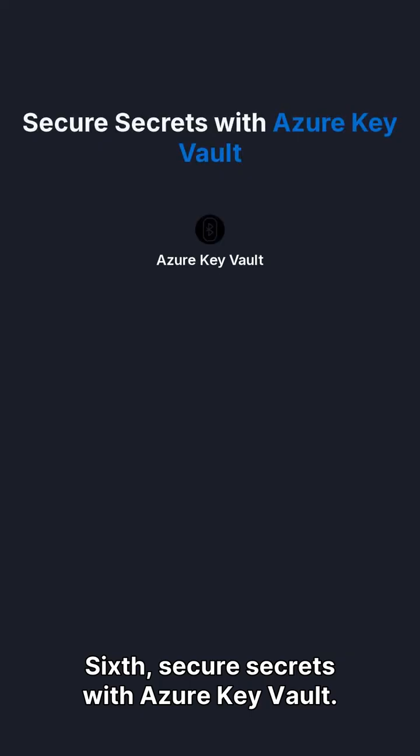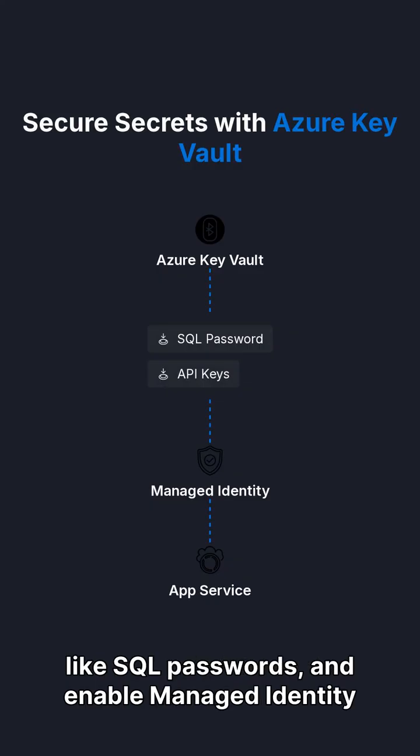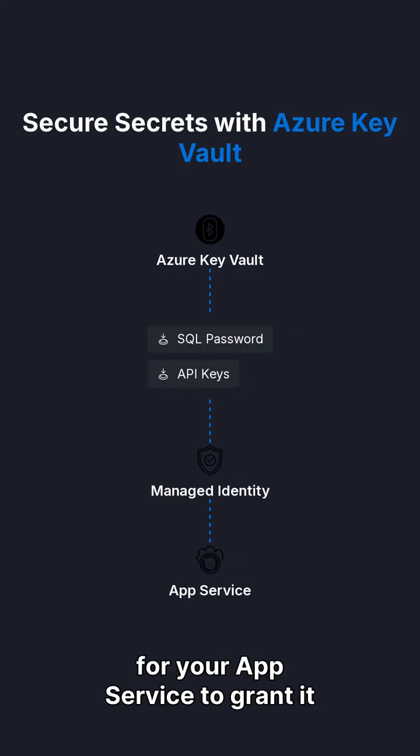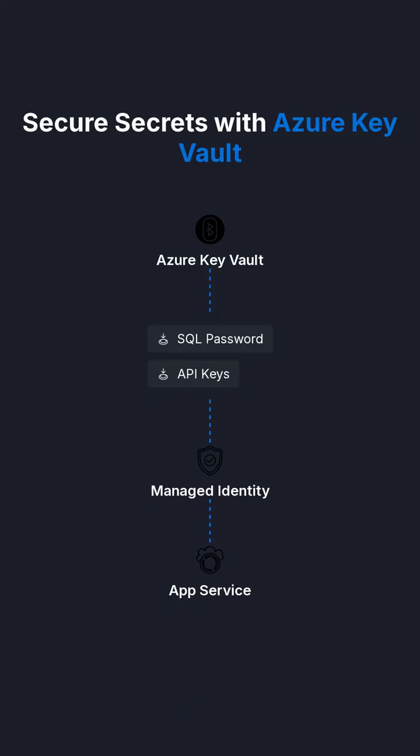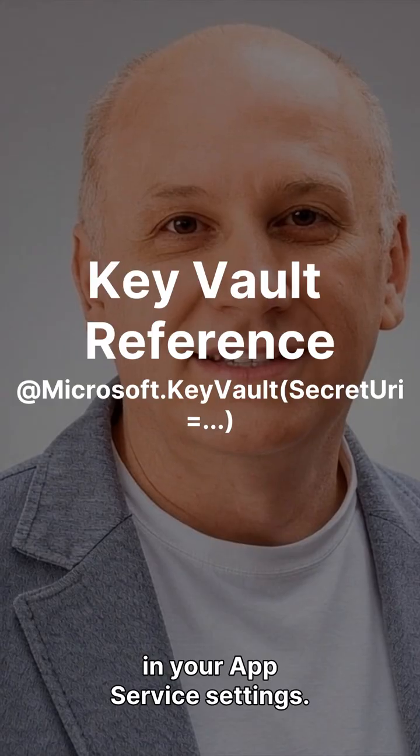Sixth, secure secrets with Azure Key Vault. Create a Key Vault, store sensitive information like SQL passwords, and enable managed identity for your app service to grant it access. Reference secrets using the Key Vault URI in your app service settings.